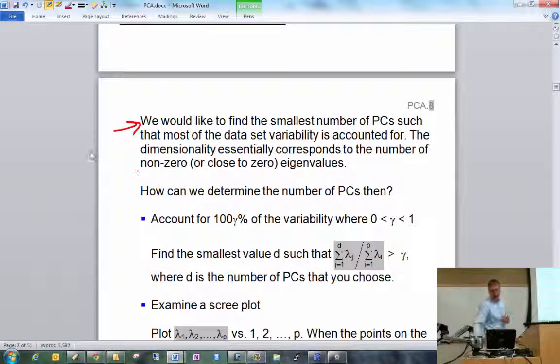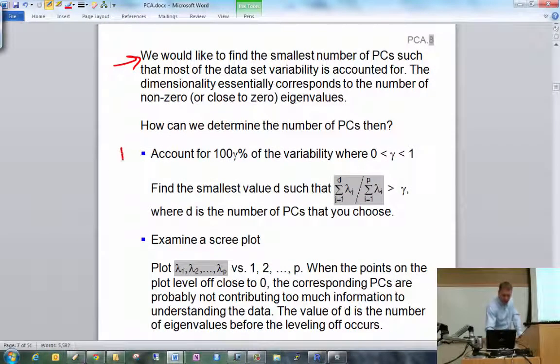And you'll see examples. So, method number one. What you could say is that I want to account for 100 times gamma percent of the variability in the data, where gamma is some number between 0 and 1. So maybe gamma might be 0.8. So you choose the number of principal components such that at least 80% of the total variation in your data is accounted for. That would be one way to go about doing this.